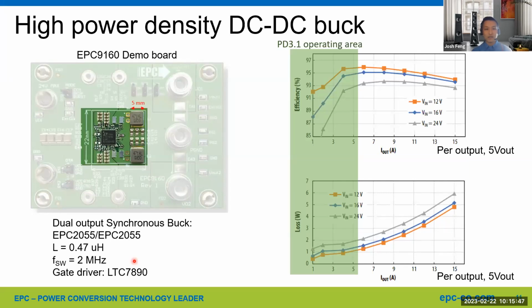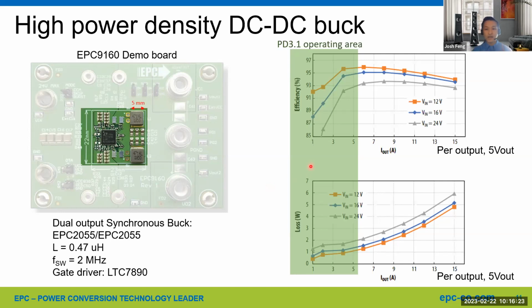Maybe, for example, I take our EPC9160 demo board as an example. This is running at 2 megahertz switching with our 40-volt EPC2055 device paired with ADI 7890 gate drivers. This is obviously a two-phase design, but you can also convert it to one phase. The conversion portion is about 2 centimeters by 2 centimeters. That will give you two phases, and they can obviously do much higher current than PD.